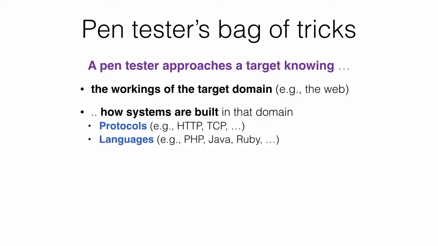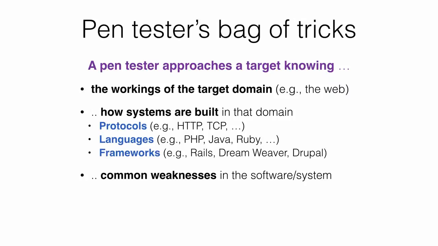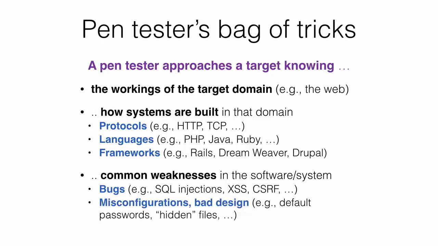The languages that are used to build applications, like PHP, Java, or Ruby, if we're talking about the web. Or frameworks that are used to build applications or application components, like, for the web, Ruby on Rails, Dreamweaver, Drupal, and so on. You also want to know common weaknesses from that domain. For example, the bugs that are common to web applications, like SQL injections, or cross-site scripting, or cross-site request forgery. Or common misconfigurations or bad designs, like the use of default passwords or hidden files.